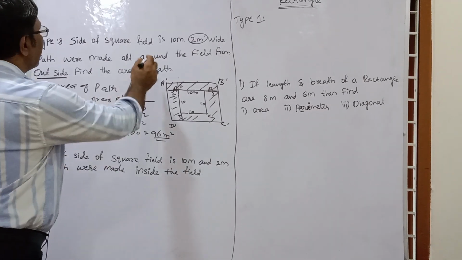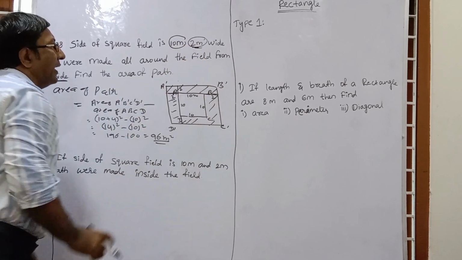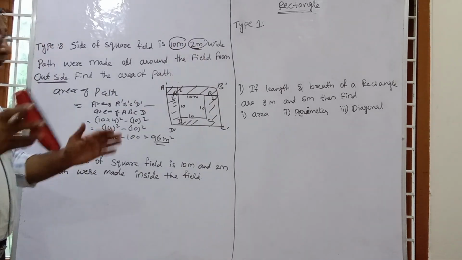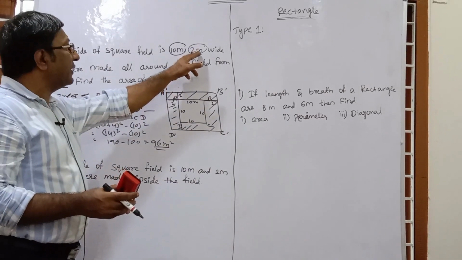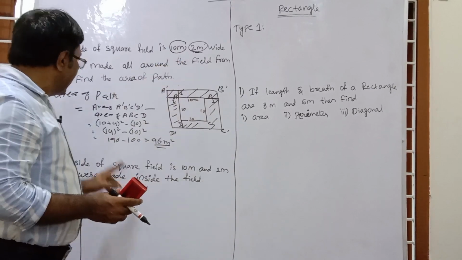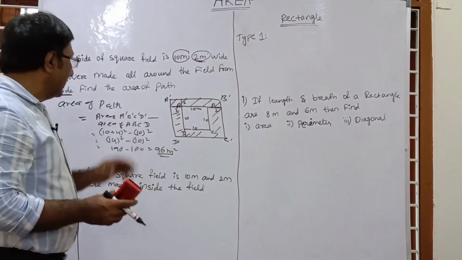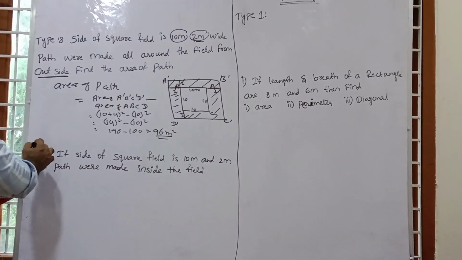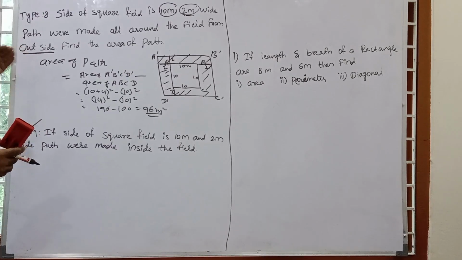If the side is given as 10 meters and the path is 2 meters, all around outside the ground, then twice the path, that is 2 into 2, is 4. So 10 plus 4 is 14. 14 square minus the original, that is 10 square. That's the answer. Now you see type number 9 for the same question, but here inside.